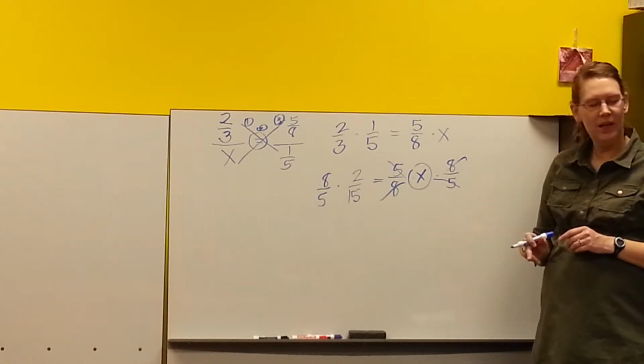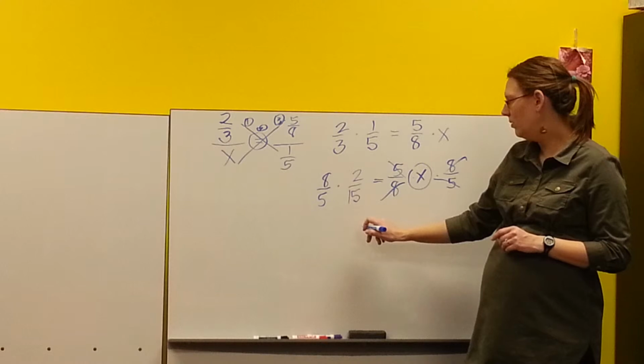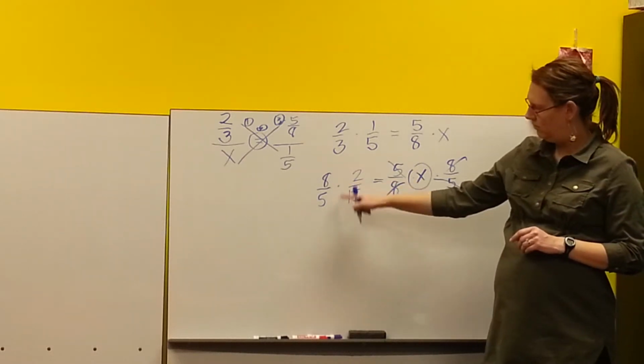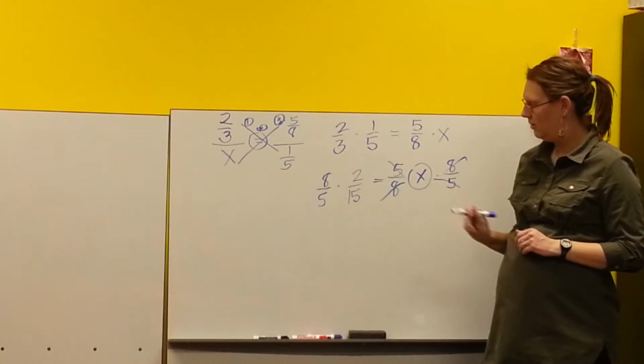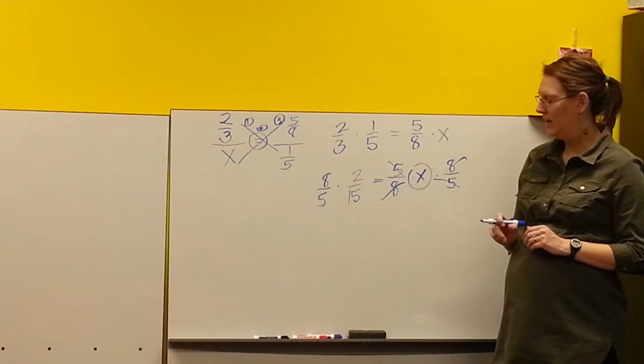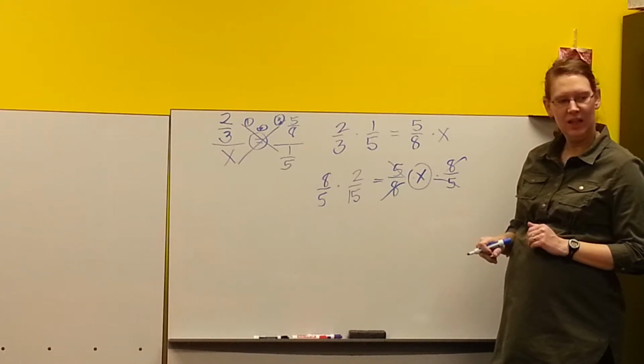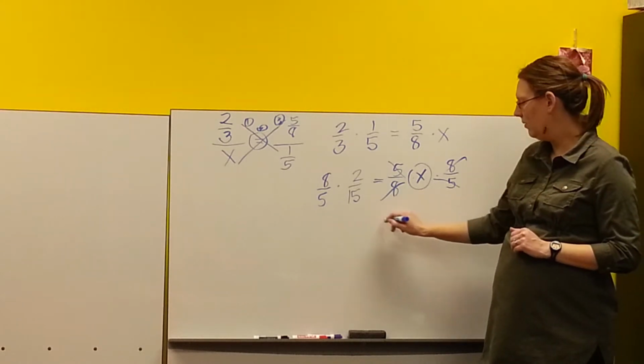So Tamika, what is 8 over 5 times 2 over 12? Do the top part for me. X is going to equal this math right here. But you didn't say 2 over 2. I didn't mean to say 2 over 12, I did. 8 over 5 times 2 over 15 is going to give you what? X is going to equal.